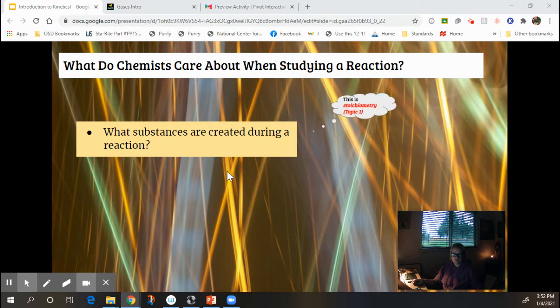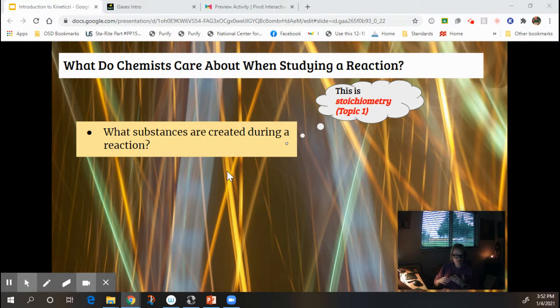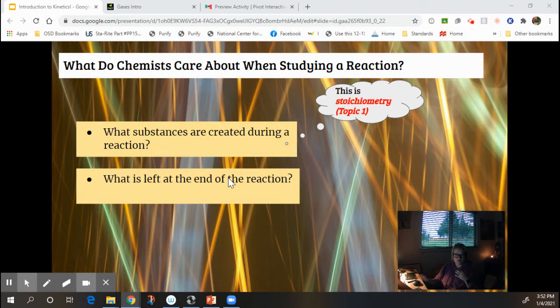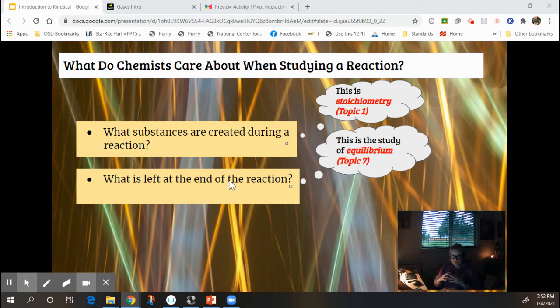Well, we've talked about this already when we talked about stoichiometry, and that's topic 1 in IB, and that was last year's learning targets. The number escapes me. So you've done this already. You can predict what type and how much of a product will be created during a chemical reaction. The second thing they care about is what is left at the end of a reaction when a reaction reaches equilibrium. And that is the study of equilibrium, which is topic 7. And we care if equilibrium lies to the left, meaning there'll be more reactants, lies to the right, meaning there'll be more products, or maybe at equilibrium, the number of reactants and products will remain the same.